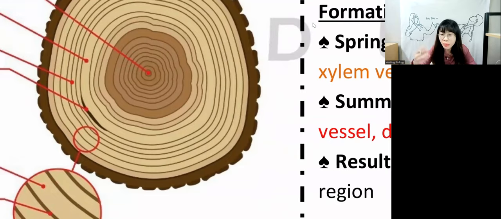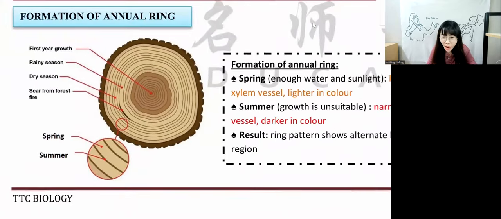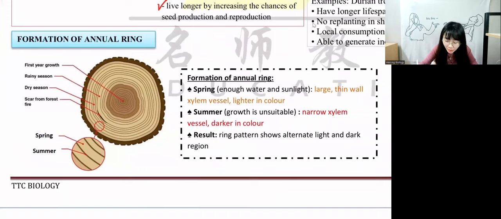But how is this thing being formed? The ring is formed from two seasons. We have spring and summer. So during springtime, when there's enough sunlight, the cell wall will be large, thin, and lighter in color. During summertime, it's narrow and darker in color. How do you want to remember? Remember, summer means very hot, right? If it's very hot, it will be darker in color.